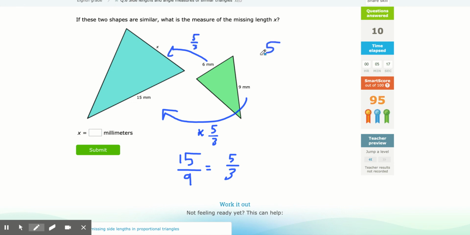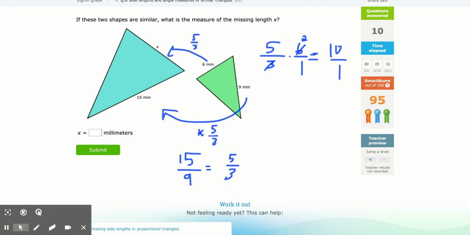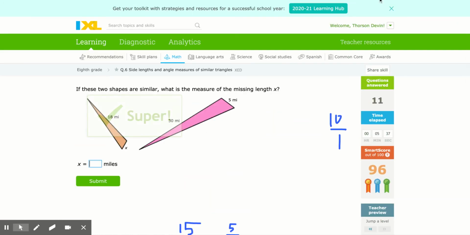So off to the side, 5/3 times 6, and I hope you're all getting good at cross-canceling. 3 goes into 6 twice. 5 times 2 is 10 over 1, or its length is just 10. Again, please, hopefully, don't let those fractions confuse you.